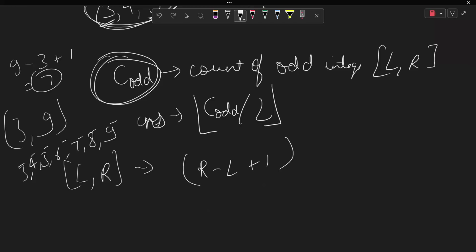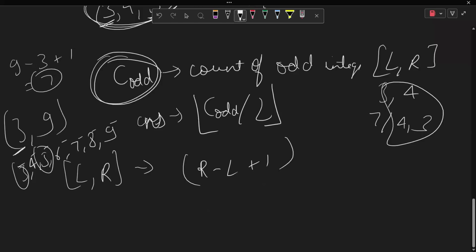How many odd integers are there? It would be 7 by 2 is 3.5. So it would be either 3 odd and 4 even, or 4 odd and 3 even. So if it is starting from odd, it would be the ceil. So here you would have 4 odd integers. And if it is starting from even, if it was 4 and 10, if it is starting from even, then there would be 3 odd integers.